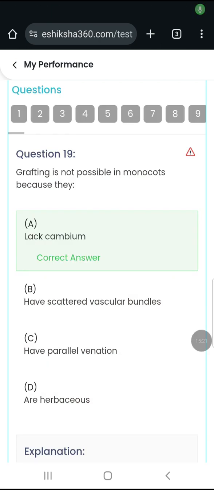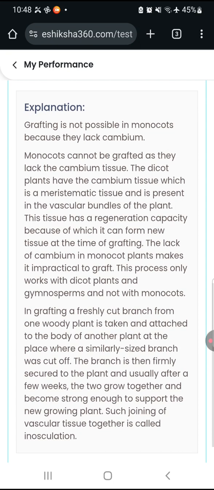Question: Grafting is not possible in monocots because they lack cambium. Explanation: Grafting is not possible in monocots because they lack cambium. Monocots cannot be grafted as they lack the cambium tissue.